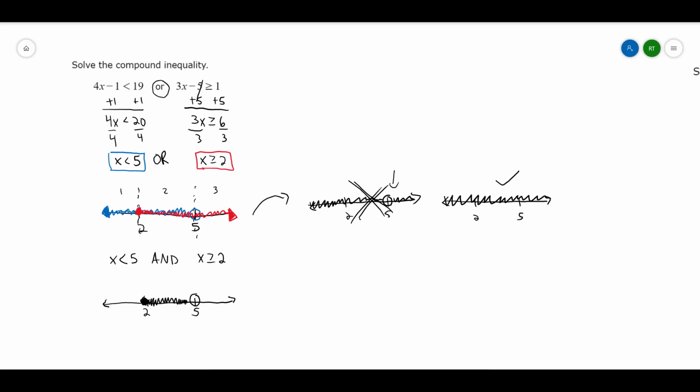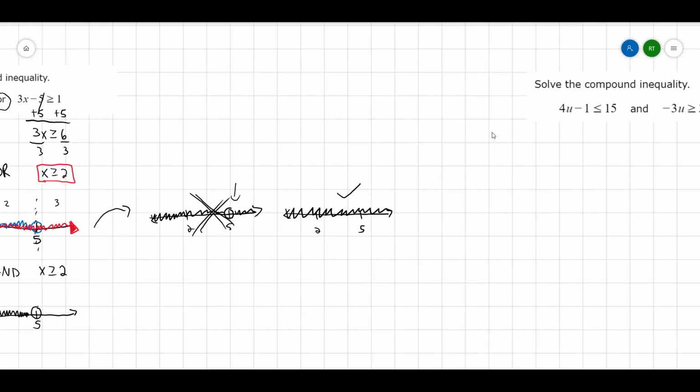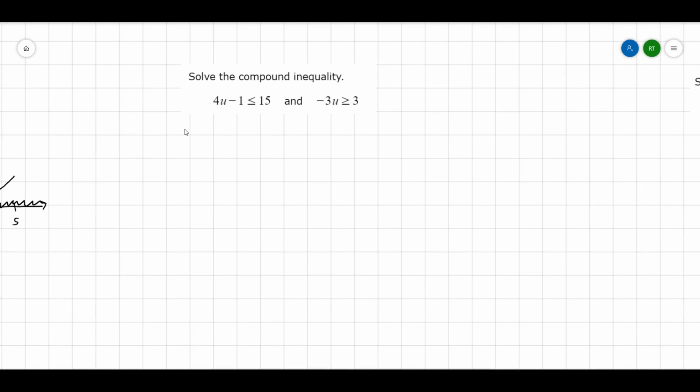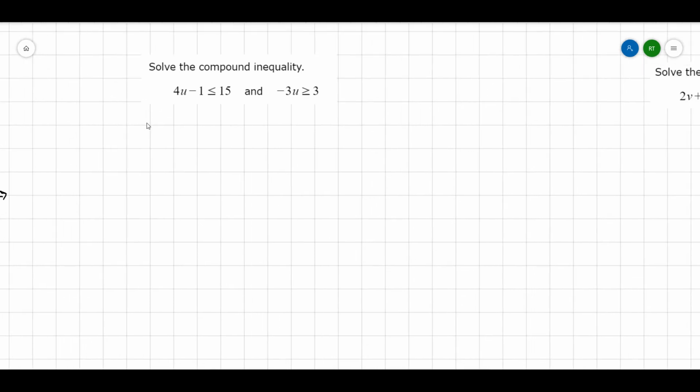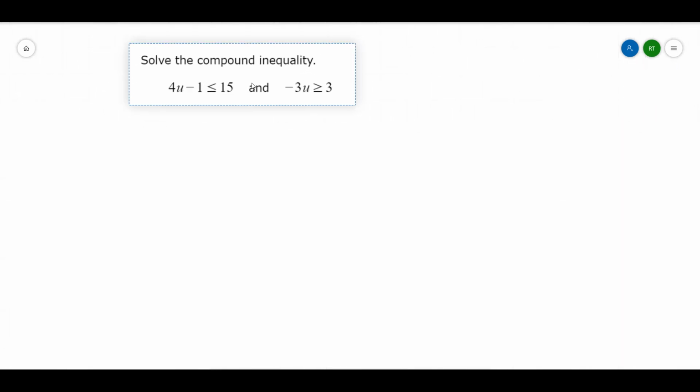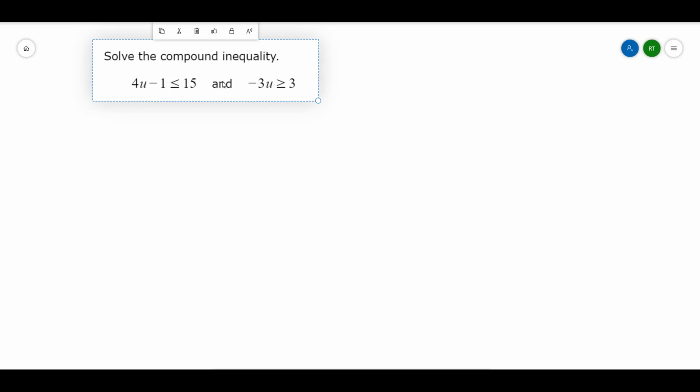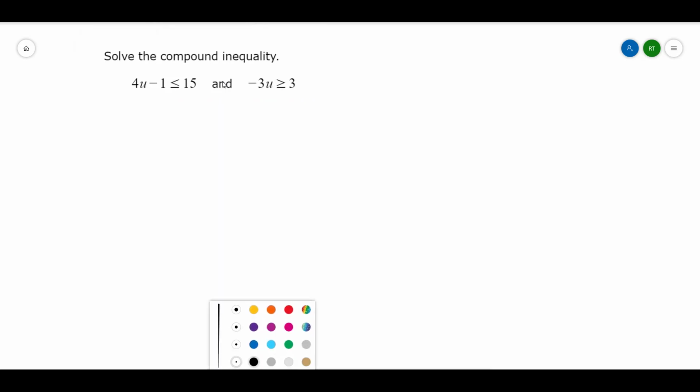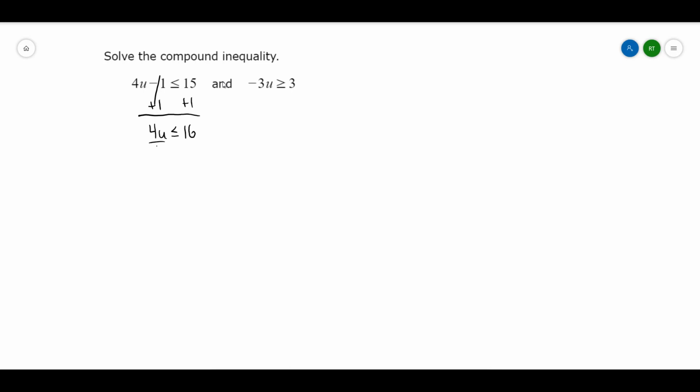Let's look at one more problem and see if it helps. So we're going to look at another problem now. This is solving the compound inequality. And here's an and problem we're starting with. So same thing, just solve it first. So add 1 to both sides. I get 4u is less than or equal to 16. Divide both sides by 4. And I get u is less than or equal to 4. So that's the first one.